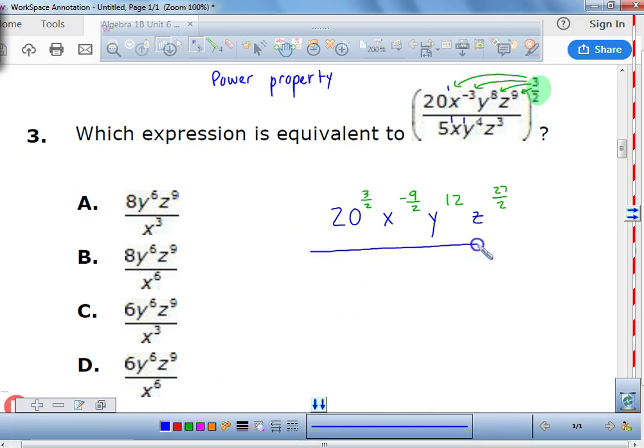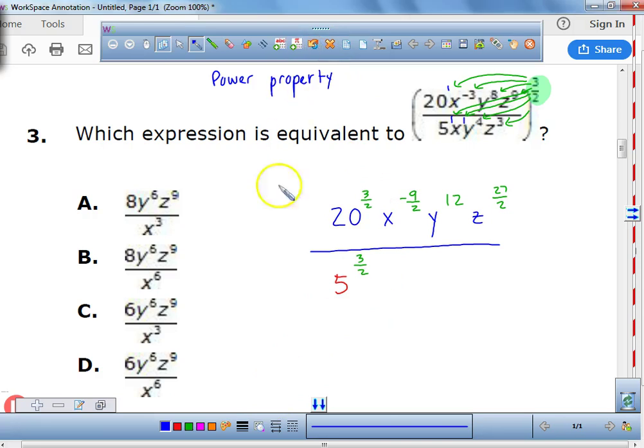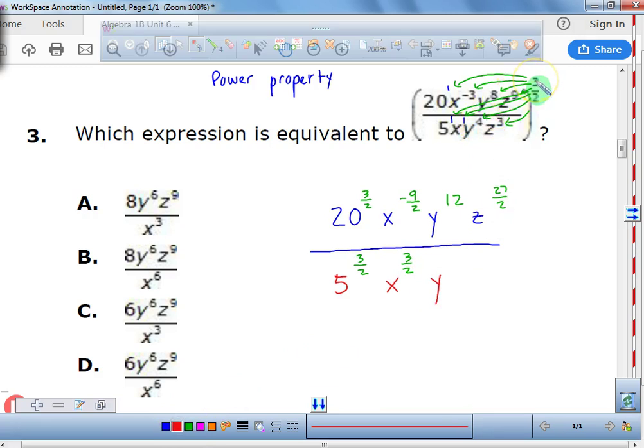Now I'm going to switch colors here. I'm going to change everything to red, but before I do that, I'm going to take 3 over 2 and I'm going to multiply it to all of these powers. So every power is being multiplied by 3 over 2. So here we go. So I have 5 to the power of 3 over 2. I have x to the power of 3 over 2. I have y to the power of 4. 4 times 3 is 12. 12 divided by 2 is 6. And last but not least, we have z. And we have 3 times 3, which is 9. And that's 9 over 2.